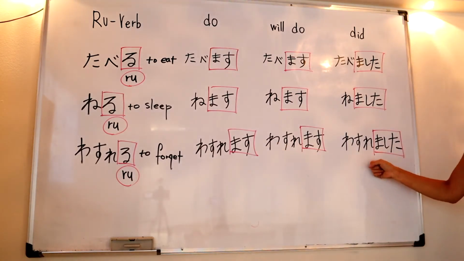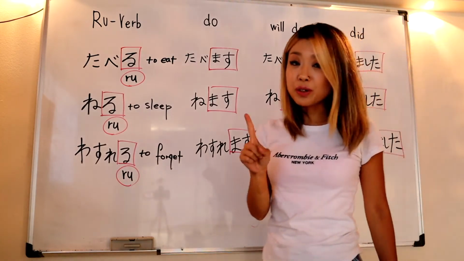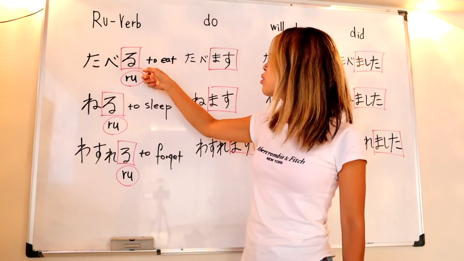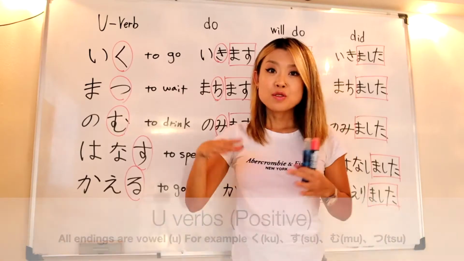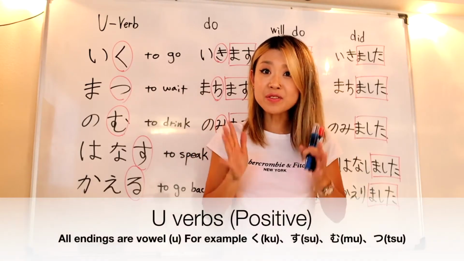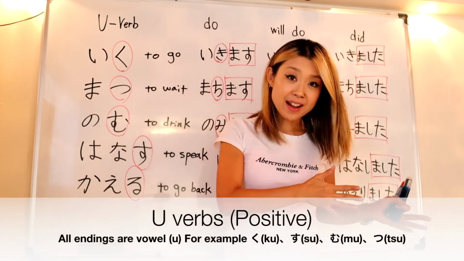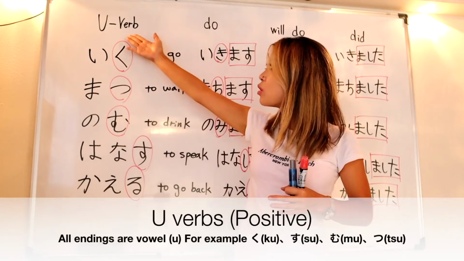Very common. Okay, so that was Ru-Verb. Super easy, very simple. Ru to masu. Okay, so Ru-Verb was very, very simple and easy. Just ru to masu, mashita. Okay, so let's see U-Verbs.